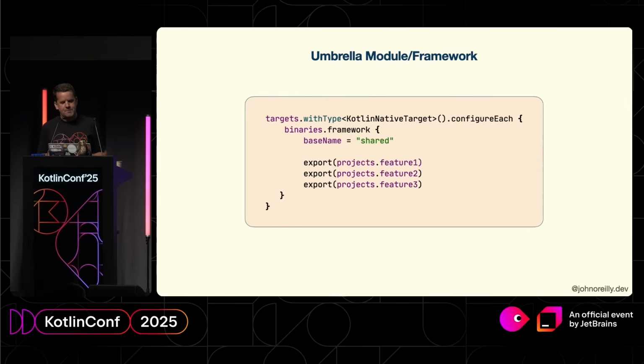Next up, umbrella modules. Typically, we need to expose a single iOS framework. But what do we do if the shared code is split across multiple modules, as is frequently the case? The solution generally recommended here is to create what's called an umbrella module, for which a single framework is built, but includes code from other modules, as shown here.